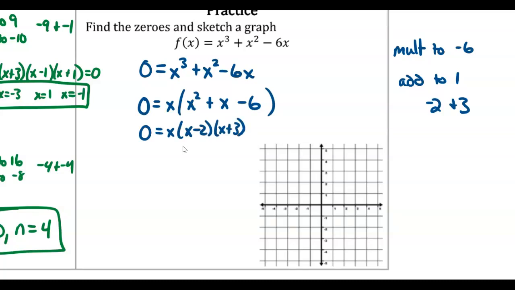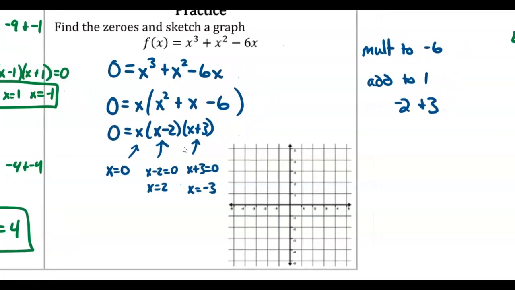So none of those are repeated. So this gives you 0. When you set x minus 2 equal to 0, it gives you 2. Set x plus 3 equal to 0, it gives you negative 3. So this is telling you the x-intercepts. So it has x-intercepts at 0, at 2, and at negative 3.